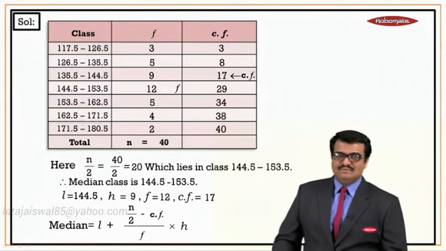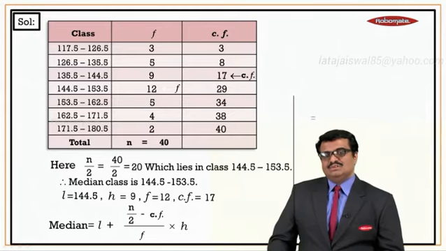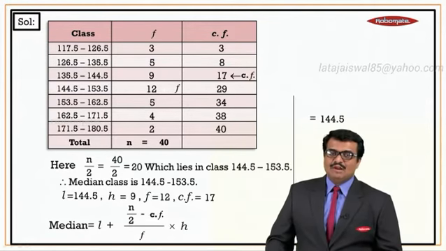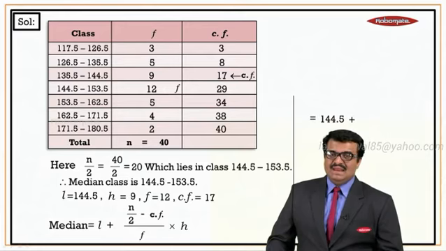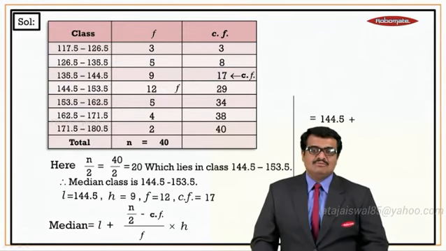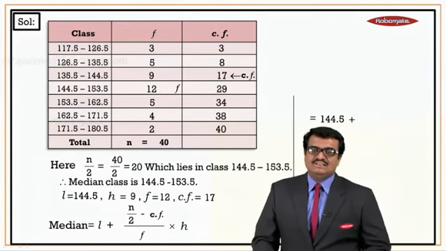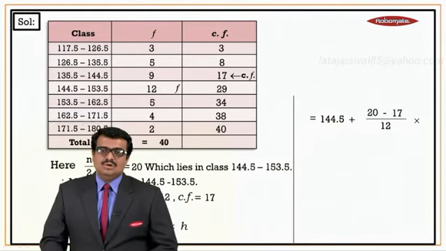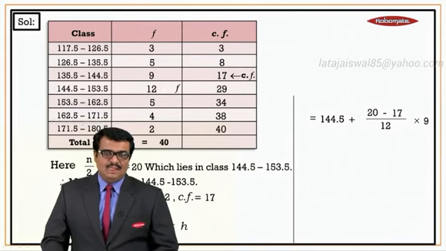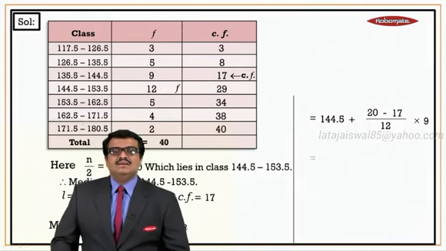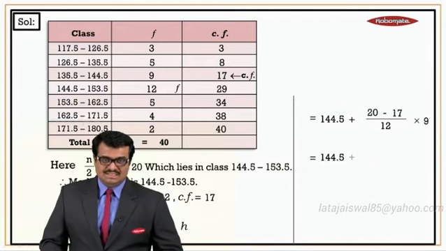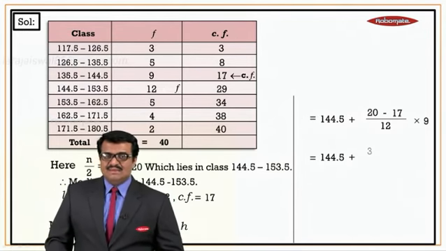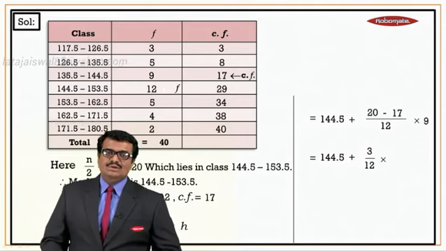Now let us put in all the values that we know. Median is equal to L, which is 144.5, plus n upon 2. n upon 2 is 40 upon 2, which we calculated as 20. So 20 minus CF, CF is 17, upon F. F value is 12, into H. H value is 9. Now let us calculate the value of this median. So 144.5 plus 20 minus 17 is 3, upon 12 into 9.